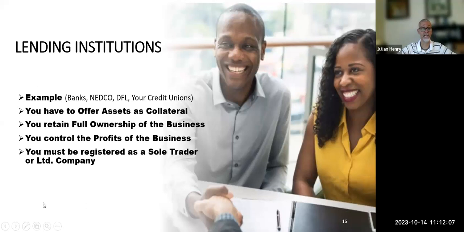But lenders, when they lend money, you have to offer collateral. So if you own a car or if you own something, when you want to borrow $100,000, you have to allocate. You don't physically give them the car, but you have to sign a document that says, if you don't pay back this money, the bank or NEDCO has legal recourse to repossess this vehicle, sell it, and try to make back the money that they lost in lending you this money. So you have to give them collateral.